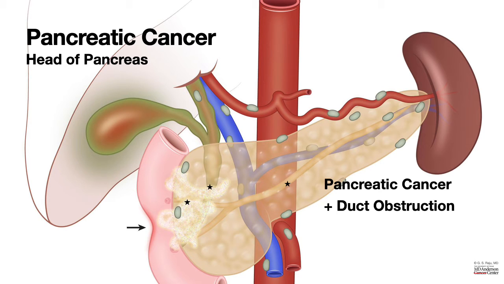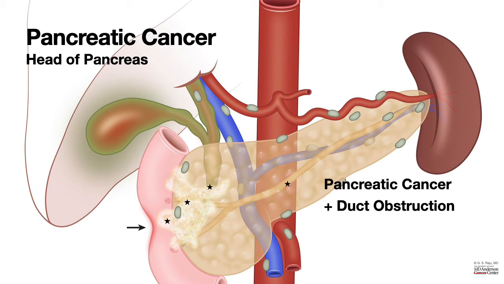When the pancreatic duct is obstructed, pancreatic juice is not entering the duodenum. Pancreatic juice is important for digestion of fats, protein, as well as carbohydrates to some extent. And when you don't digest these major nutrients, patients will lose weight.